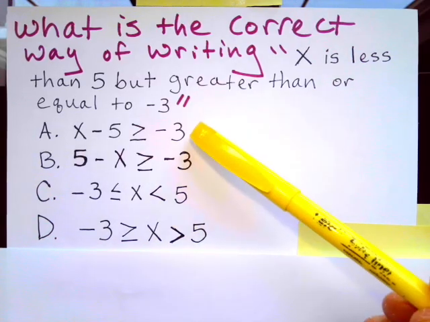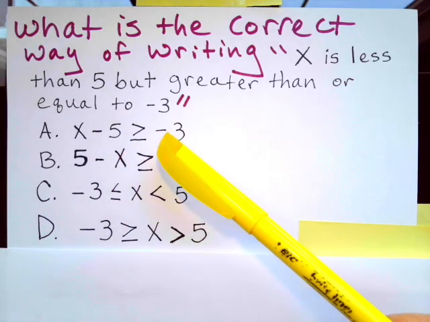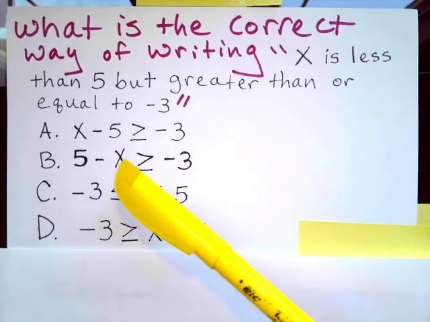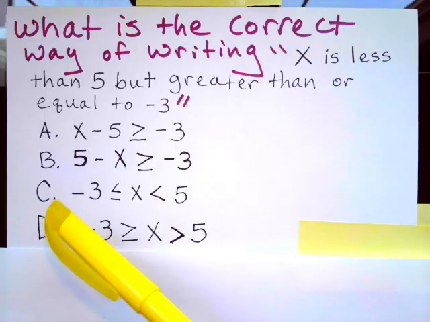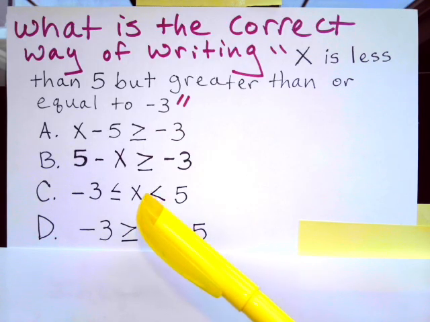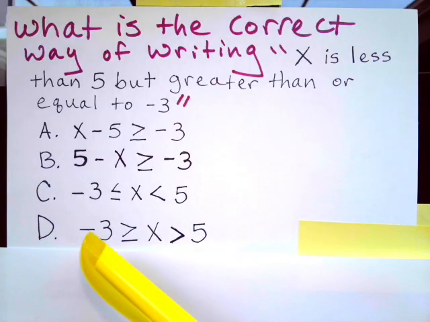And these are the options. A, x minus 5 is greater than or equal to negative 3. B, 5 minus x is greater than or equal to negative 3. C, negative 3 is less than or equal to x, and x is less than 5. Or D, negative 3 is greater than or equal to x, or x is greater than or equal to 5.